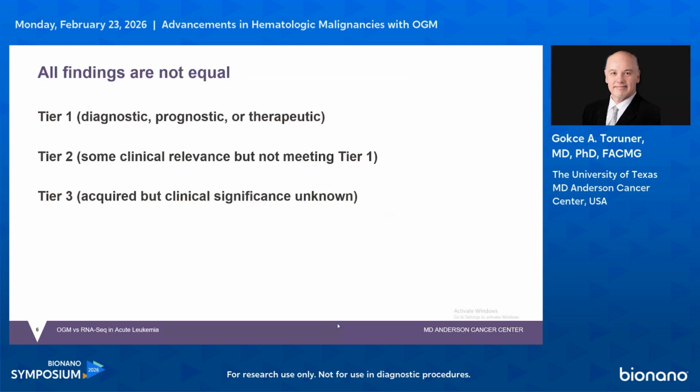So all findings are not equal. And for that, the TR1 findings are the findings which have diagnostic, prognostic, or therapeutic importance. TR2 findings have some clinical relevance, but they are not meeting TR1. And TR3 findings, they are acquired, but their clinical significance is unknown.